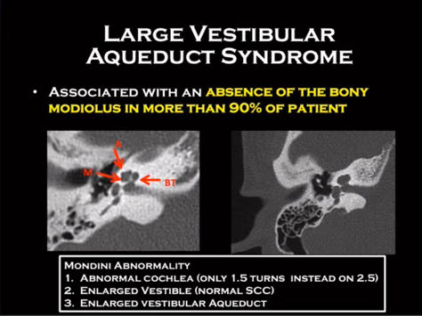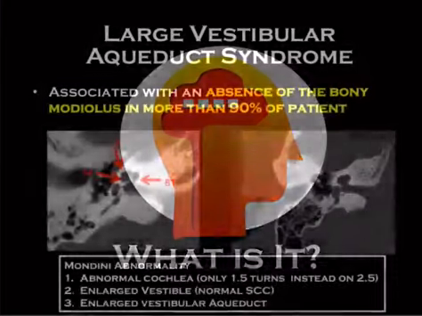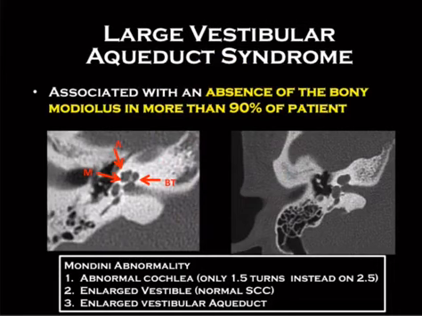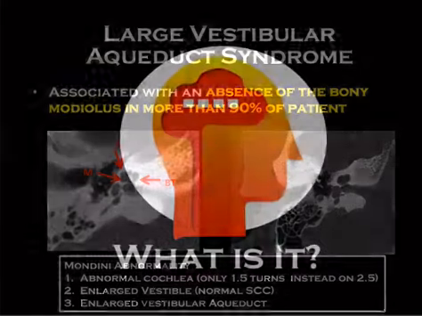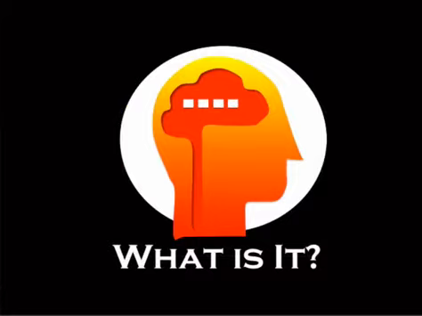The vestibular aqueduct is not the only thing that's enlarged. The vestibule is enlarged also. And this is the so-called Mondini abnormality when you see all three of those together. It seems obscure, but large vestibular aqueduct syndrome is actually common, and this is associated with that. So it's worth remembering.